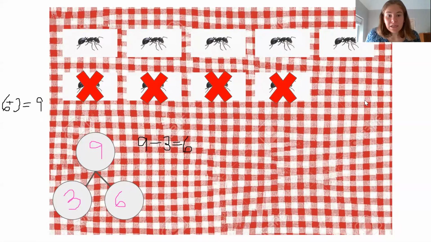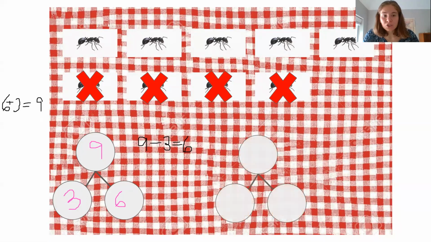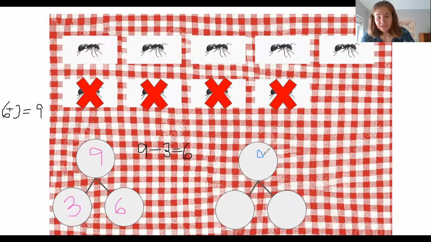Uh-oh, I scared away another ant. See that X come up? Now I want to make a new number bond to show how my story has changed. Okay, so did my total number change? Was the original number of ants different? No, right? It was still 9 ants, so I'm going to keep my total the same.